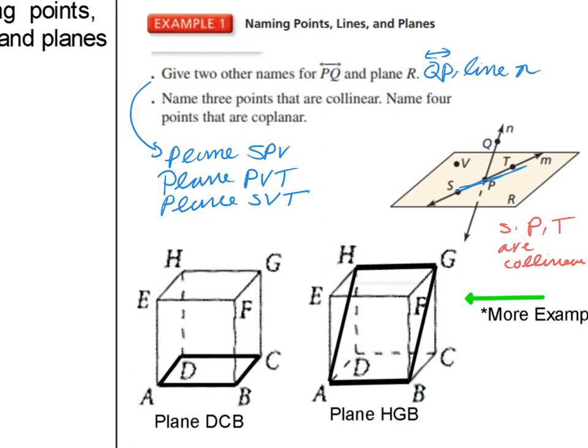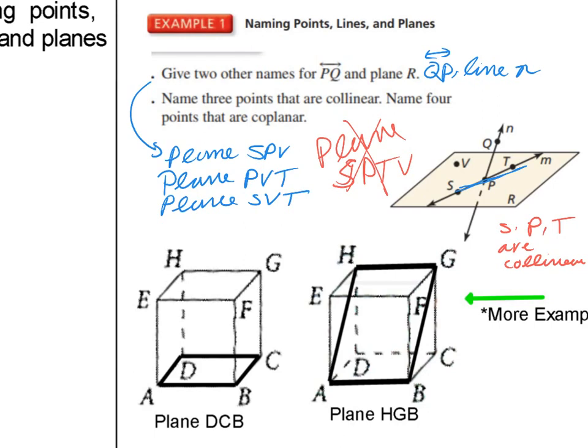So I can name it, like we said before, SPV, PVT, SVT. Even though all those points are on the same plane, I can't use all those points at once to name the plane. So I couldn't say plane SPTV. I don't want to do that. They're all coplanar, but that's not a proper name for the plane. Are you good? Confused? Yes?